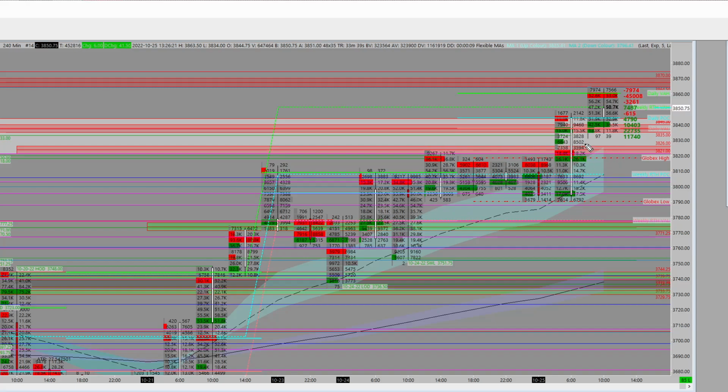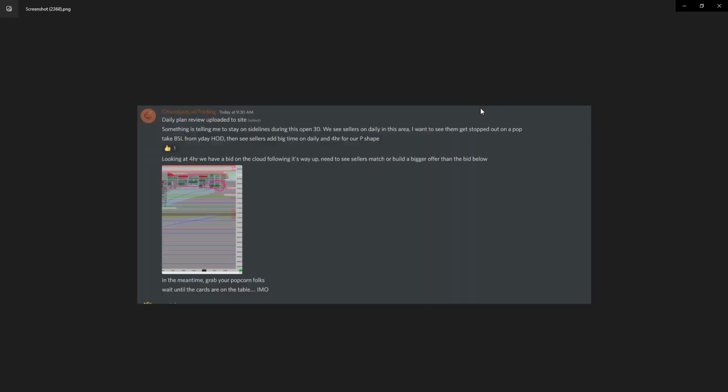But I didn't erase it. A lot of the time, not always, I will erase sell zones or buy zones once we interact with them. But instead of doing that, I changed this from a normal sell zone to a cautious sell zone. So let me pause here and grab what I was saying in the Discord. All right, so let me open this up.